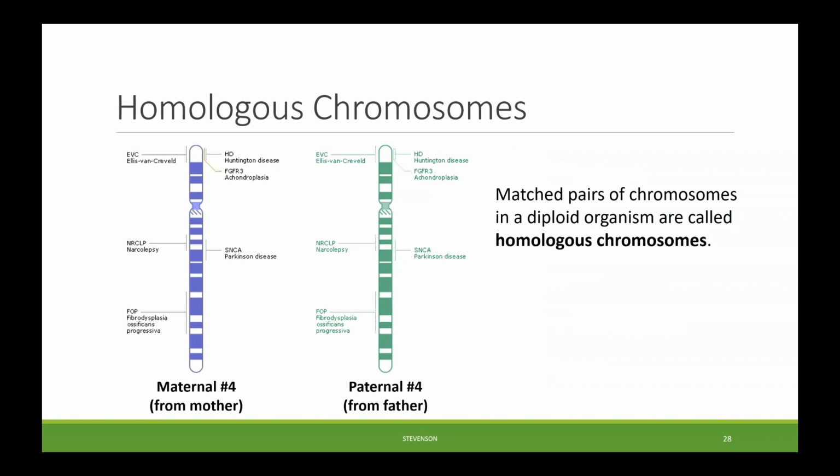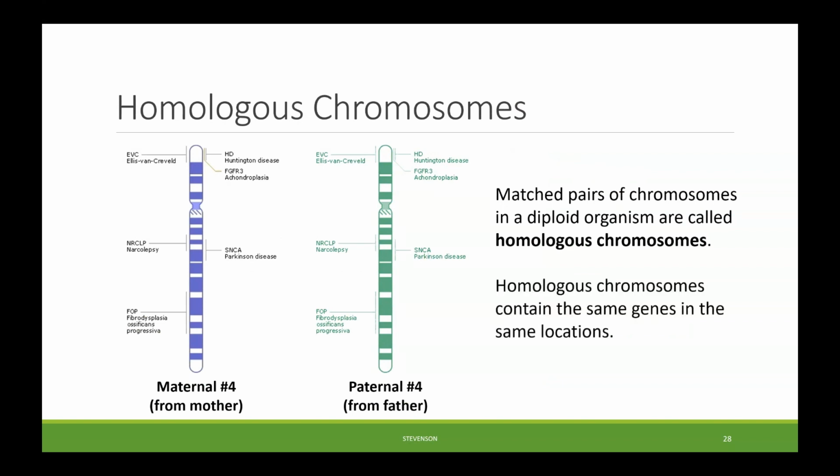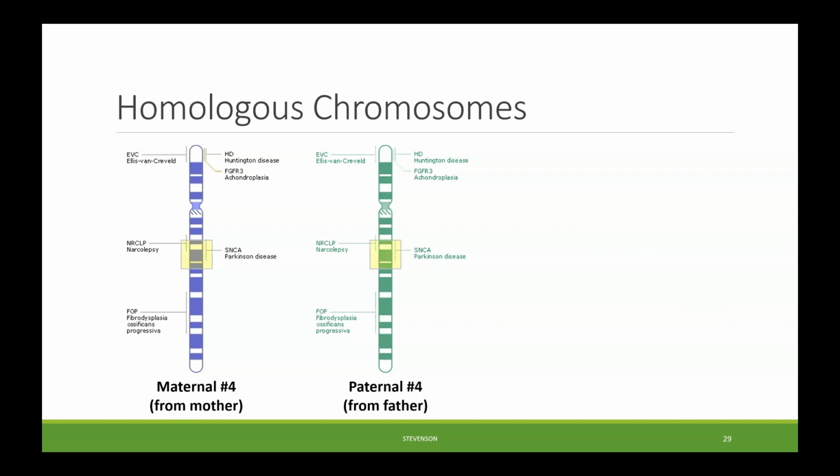So every one of us has 2 copies of chromosome number 4. And each copy contains the same genes in the same locations. The chromosome you got from your mother contains an SNCA gene, and the chromosome that you got from your father also contains an SNCA gene. However, the content of the genes can differ between the homologous chromosomes. So your mom chromosome and your dad chromosome both have an SNCA gene, but the instructions in that gene for making the synuclein alpha protein may differ.